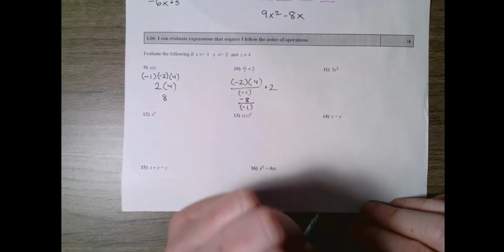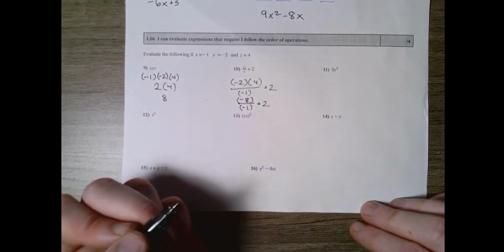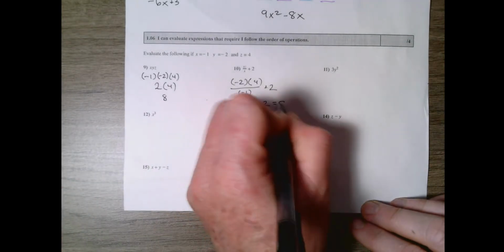You can put these in parentheses or not, it doesn't really matter. And then we're going to add 2. So I have negative 8 divided by negative 1 is 8, and then add 2. 8 plus 2. So that's going to give me 10.